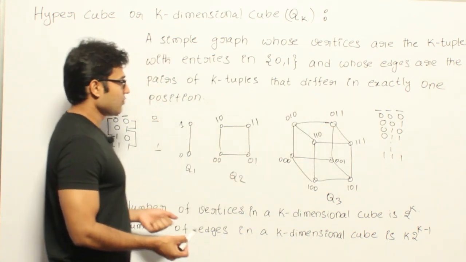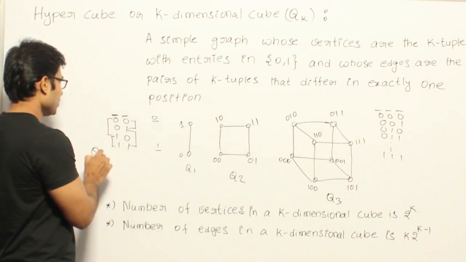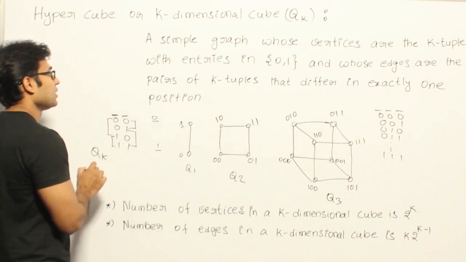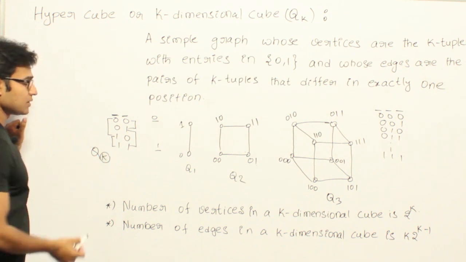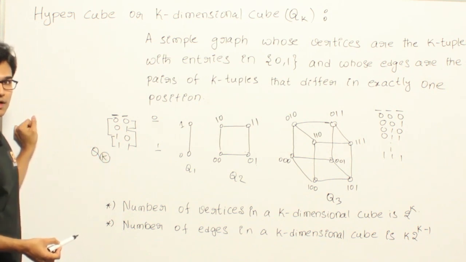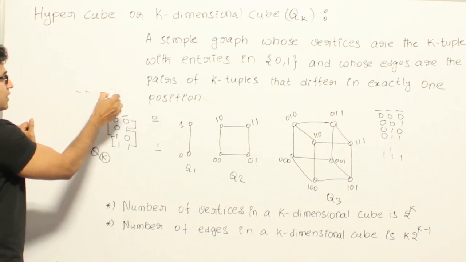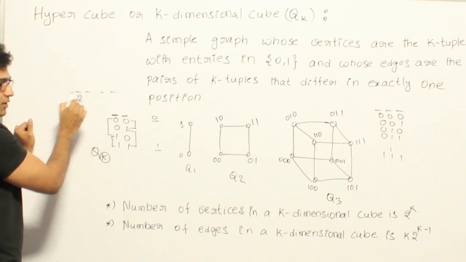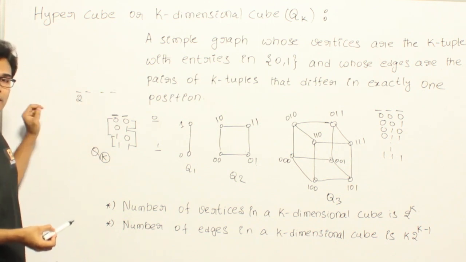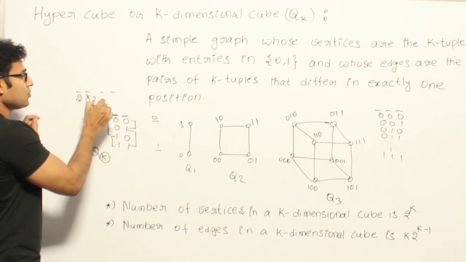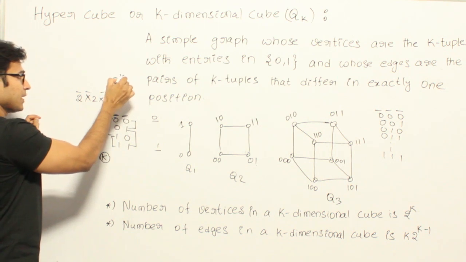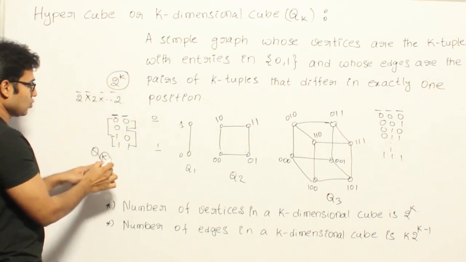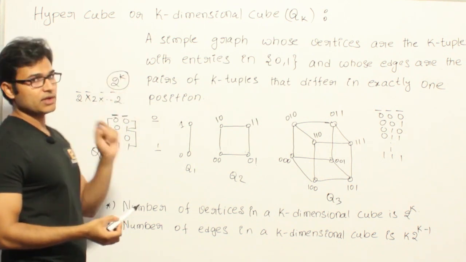So in general, if you take Qk, what does it mean? It means that each vertex has to be represented by a sequence of k bits, isn't it? Each bit can take 2 values. Therefore, how many possible vertices will be there? 2 into 2 into so on, 2 k times. Therefore, it is 2 power k. So in Qk there will be 2 power k vertices.